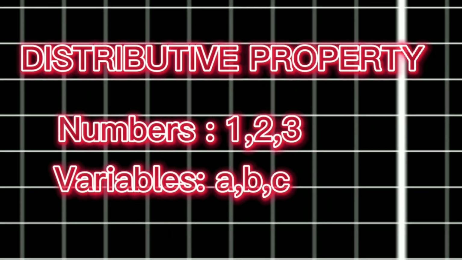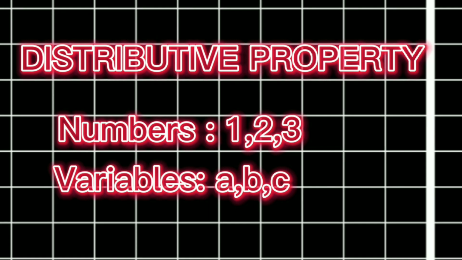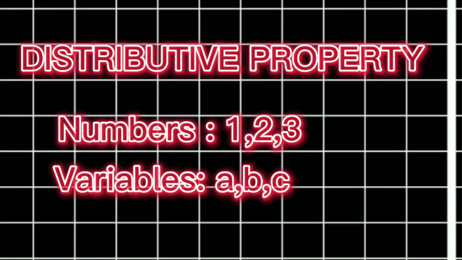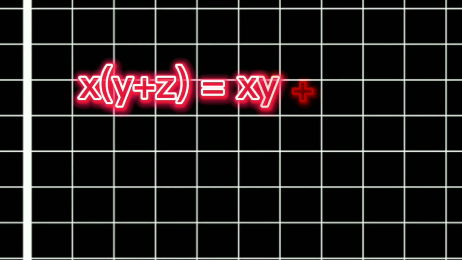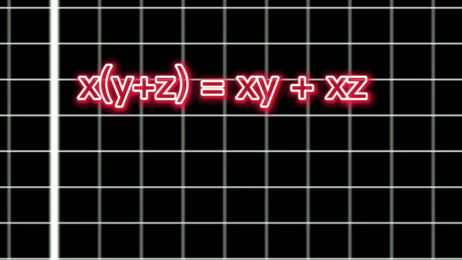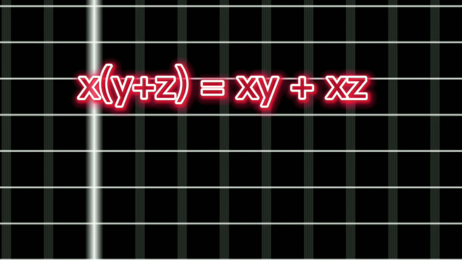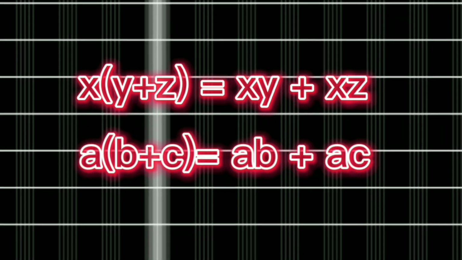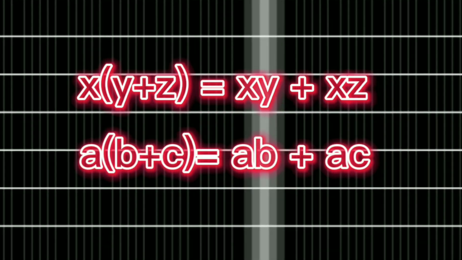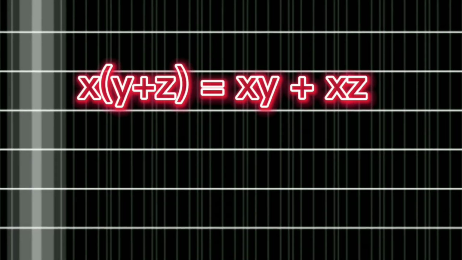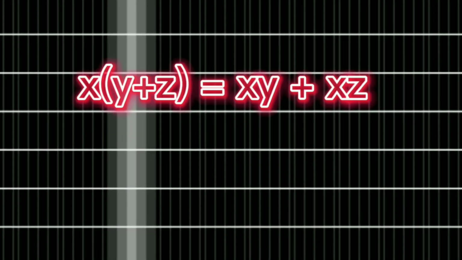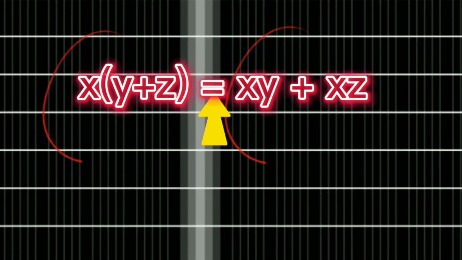So the distributive property works exactly the same way whether you're working with numbers or variables. In fact, in algebra, you will often see the distributive property shown like this: x times the group y plus z equals xy plus xz. Or you might see it with different letters like A, B, and C, but the pattern will be the same. This pattern is just telling you that these two forms are equivalent.